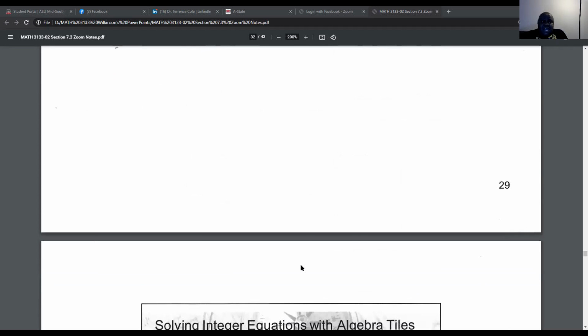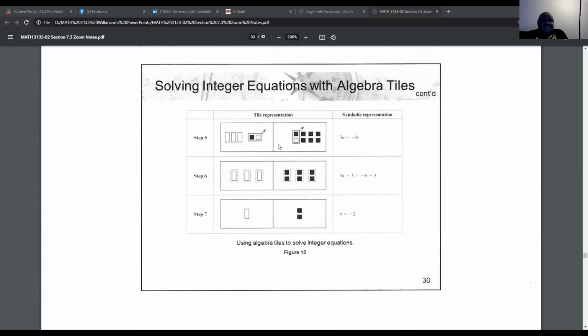Now, on this next slide that you're going to see is where a black and a white 1 tile form a 0 pair. I'm left with 3n tiles. That would be equal to, now on the right side, I have a 0 pair as well, a black and a white. That forms a 0 pair. I'm left with only 6 negative 1 tiles, or negative 6. So that's 3n equals negative 6.